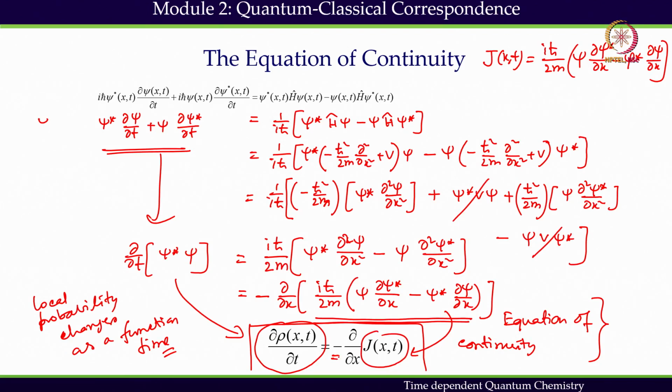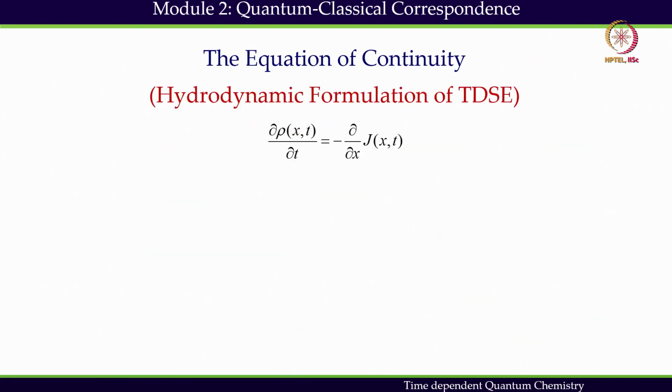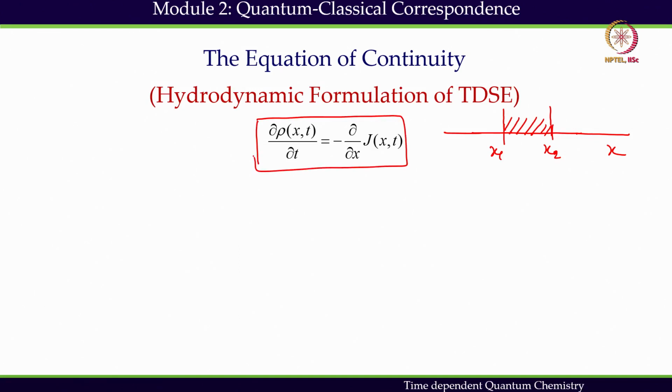So what does it mean? The meaning can be very easily realized if we consider a finite space between x1 and x2. We will show how, within this space in this x diagram, the probability is changing, and we will calculate that. But before we do so, one thing we should remember is that this is the hydrodynamic formulation of TDSE, or the equation of continuity.